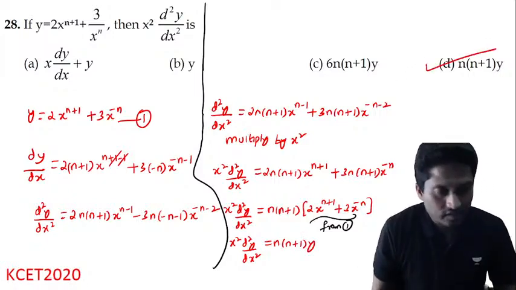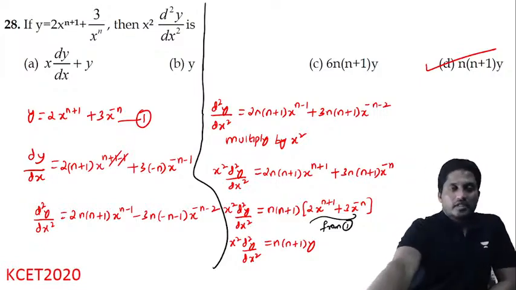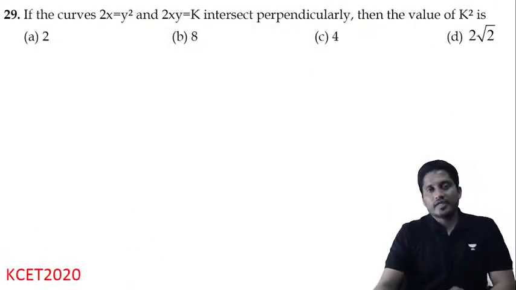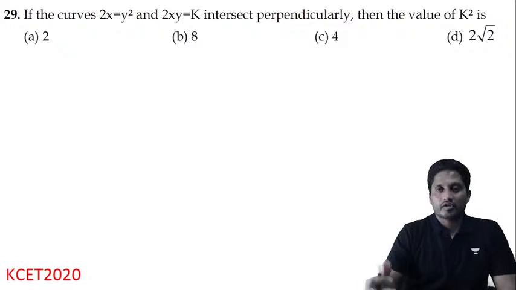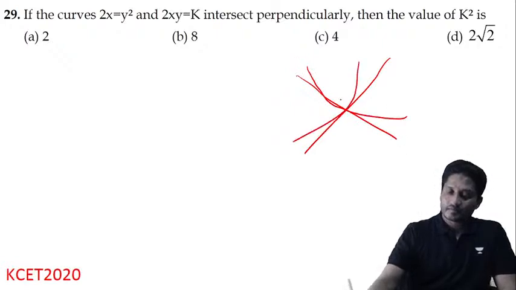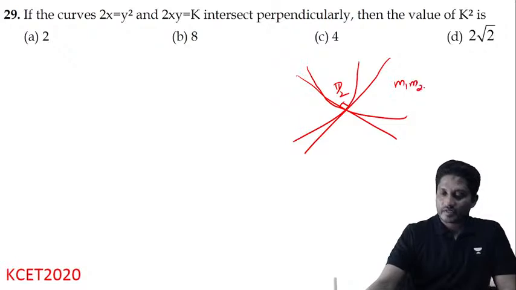Good question. It's a question on successive differentiation. Let's move to the next question. If two curves intersect perpendicularly, then what should be the value of k square? We have done this before as well. Two curves cut at right angles, then m1 into m2 is equal to minus 1.